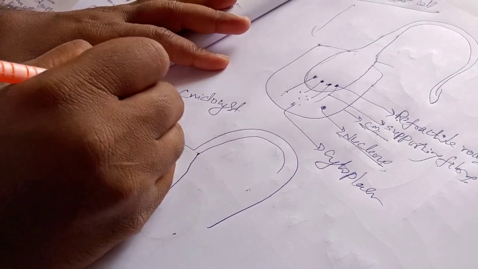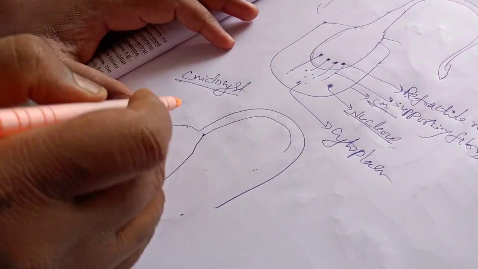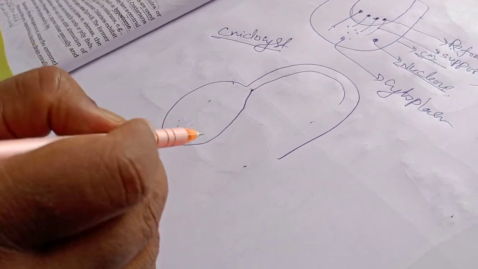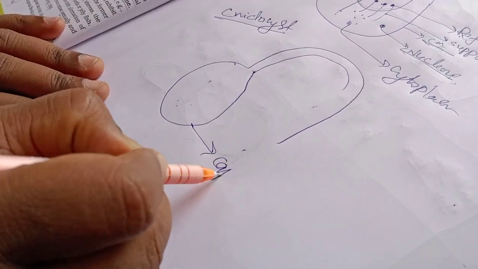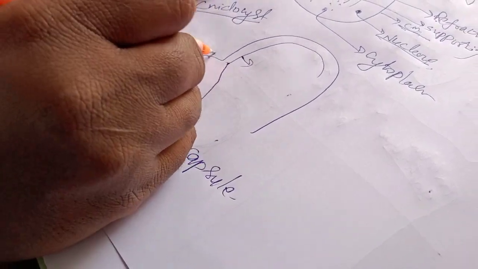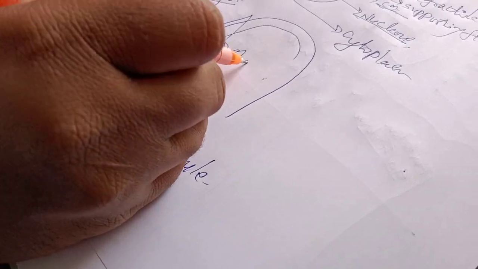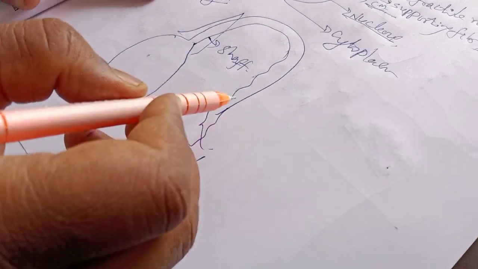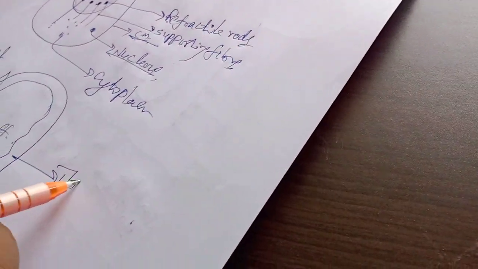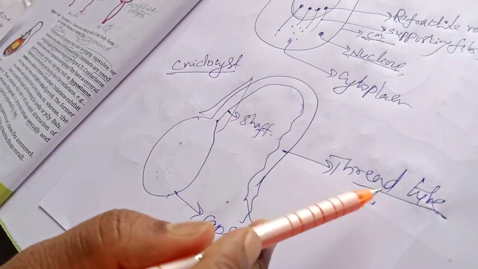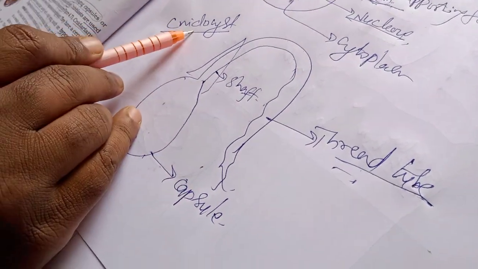Nidocyst. Nidoblast and nidocyst, the difference is here. In the nidocyst structure, this part is called the capsule, this part is the shaft, and this portion is the thread tube. Capsule, shaft, and thread tube are present in the nidocyst.